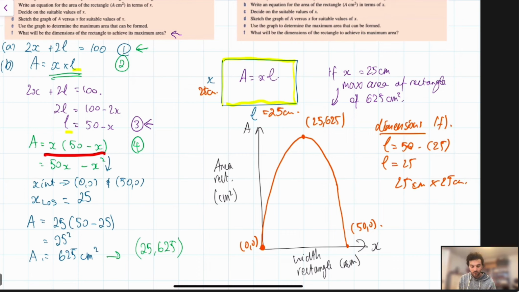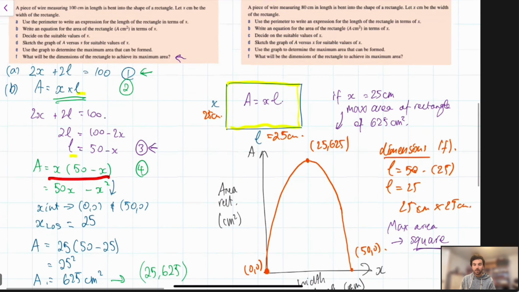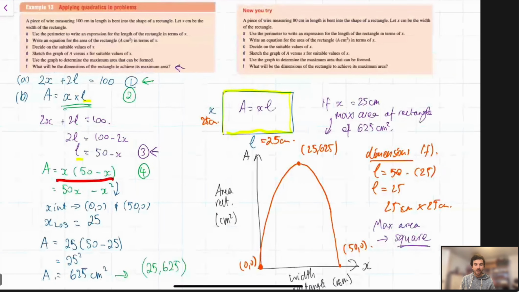Now, an interesting rule of thumb: if we want to maximize the area for a rectangular enclosure, it's going to tend towards a square, unless there are some additional restraints put on it. So there we go, we've had a look at this question and sketched it. I think that question is probably a little bit tricky, but once you practice a few of these, you get the hang of it.